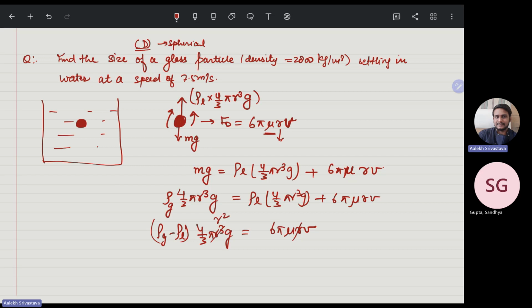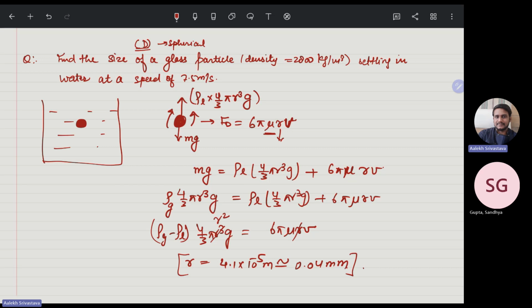So the velocity that is achieved is 7.5 meter per second. Therefore, the r value that you will get is 4.1 into 10 raised to the power minus 5 meter, or approximately 0.04 mm. So this is the size of the particle that will lead to a terminal velocity of 7.5 meter per second.